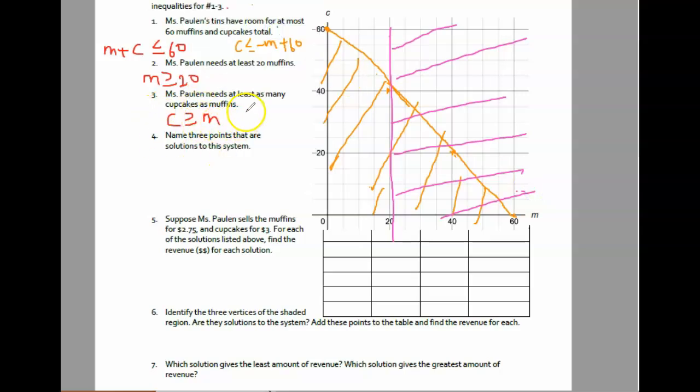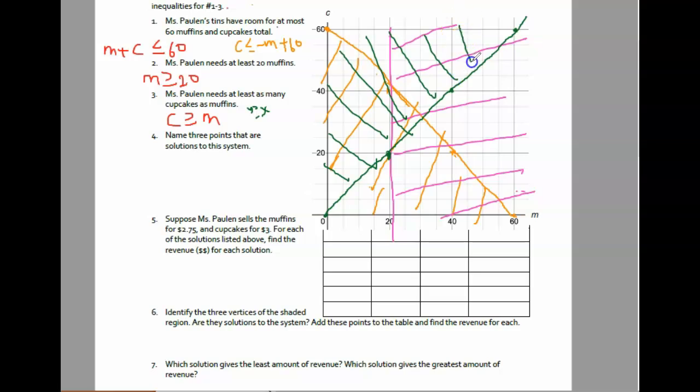All right, last one. C is greater than or equal to M. If you're confused, this is the same as Y is greater than or equal to X. You can think about it like that. So it's just a straight line, Y-intercept at 0, going straight through: 0, 0, 20, 20, 40, 40, 60, 60, a solid line, since there's an equal to underneath it. And where am I shading? Y is greater than or equal to, so above it. There you go. What do you think?